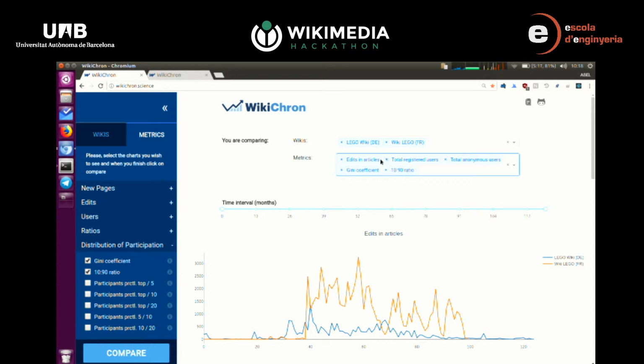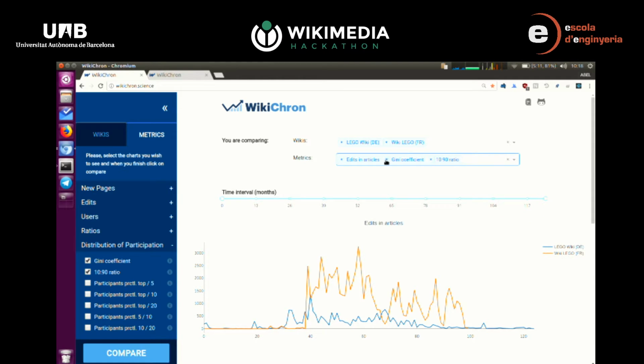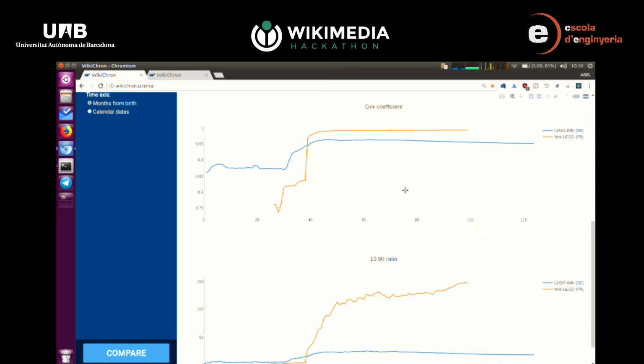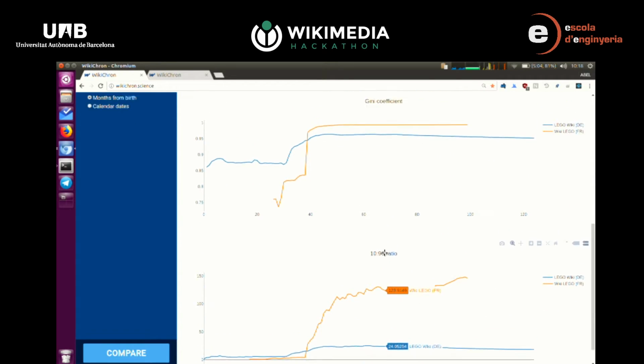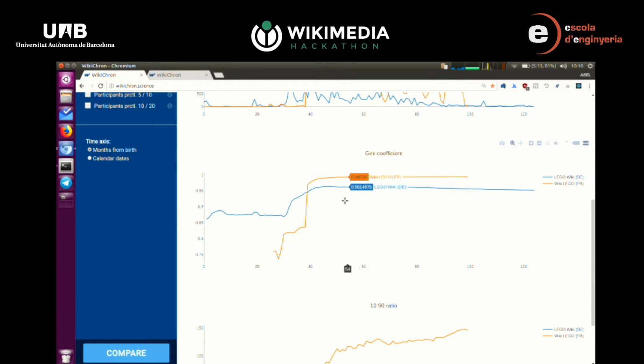So let's remove this, and we'll have the Gini coefficient and 10 to 90 ratio. The Gini coefficient goes from 0 to 1, and when it's close to 0, it means that the community is perfectly equal, like everybody does the same amount of work.